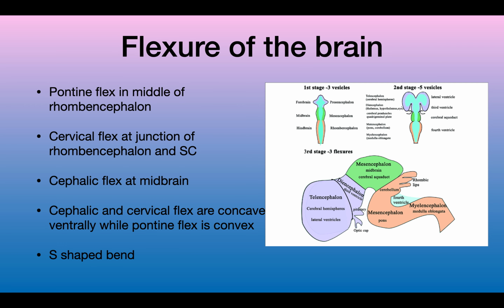Okay, so how does the brain form the way it is? There is going to be something called a pontine flexure right here in the middle of the rhombencephalon. And then the cervical flexure right at the junction of the rhombencephalon and the spinal cord. And then there's the cephalic flexure, right here, at the midbrain. And then, all in all, it just makes this S shape, you know? Cephalic and cervical are going to be concave ventrally, while the pontine flexure is the only one that's convex.